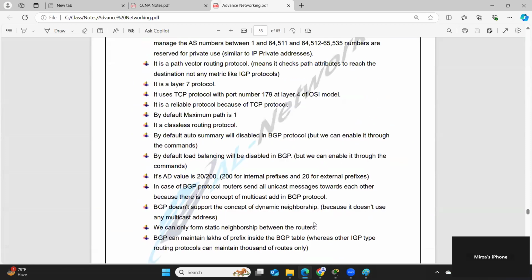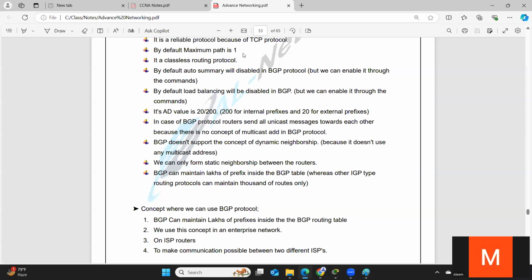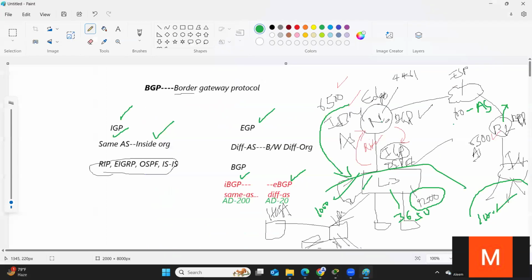So again, this is all about the BGP protocol. If you have any questions, ask me. What's the main reason we are using the BGP protocol for neighbor switching? Because it can hold lakhs of prefixes inside its routing table. Yes, it will maintain lakhs of prefixes in the BGP routing table. So that is the reason we use it on the core devices.